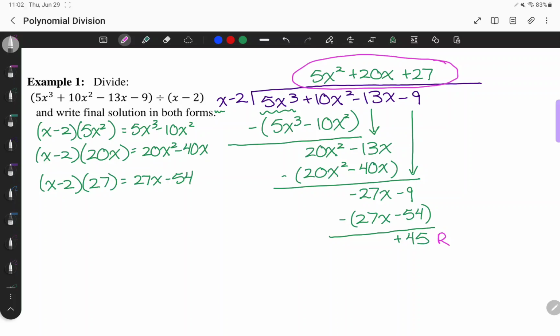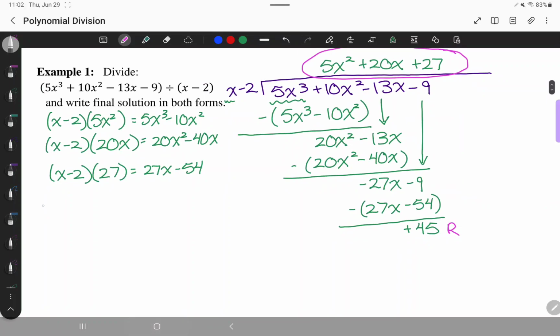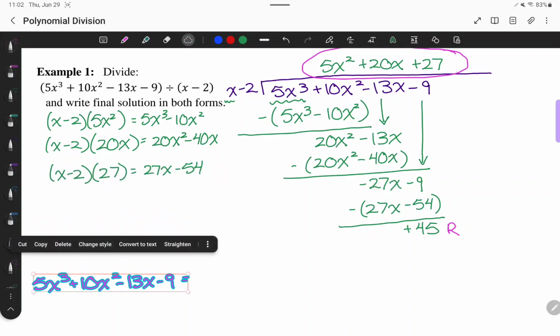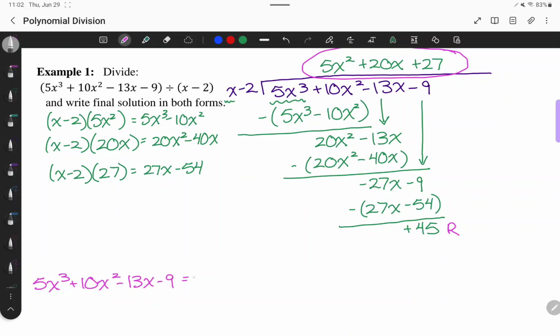So again, there's two ways we can write this. Our first way is we can say what the polynomial is equal to. 5x cubed plus 10x squared minus 13x minus 9 is equal to, I'm going to move that down a little so we have enough space, our divisor, x minus 2, times our quotient, 5x squared plus 20x plus 27 plus our remainder, 45. That's our first form of answer.